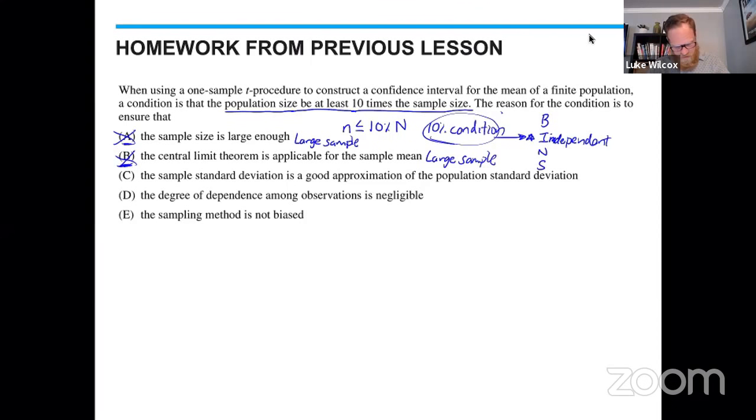And now I'm actually going to take us down to choice E. The sampling method is not biased, which is very important, but that's part of a different condition, which we call the random condition.